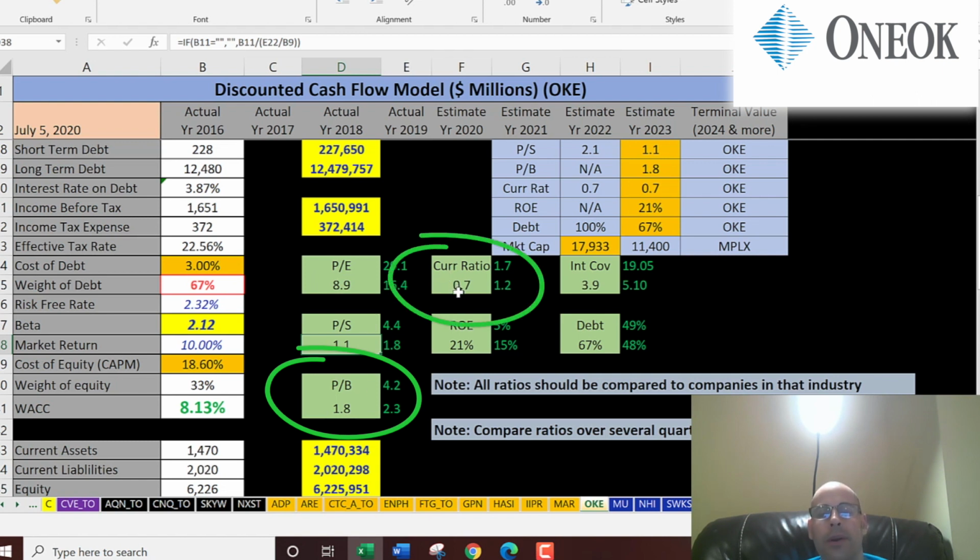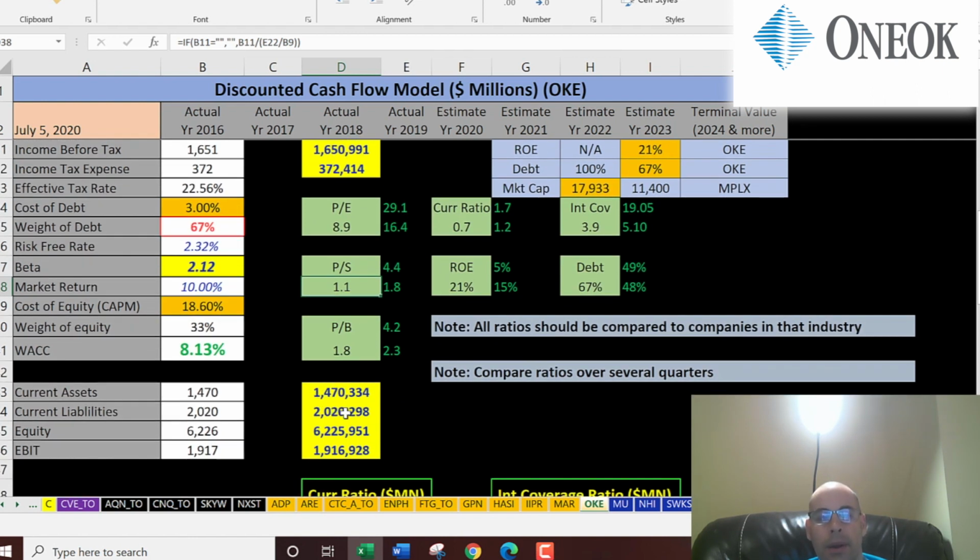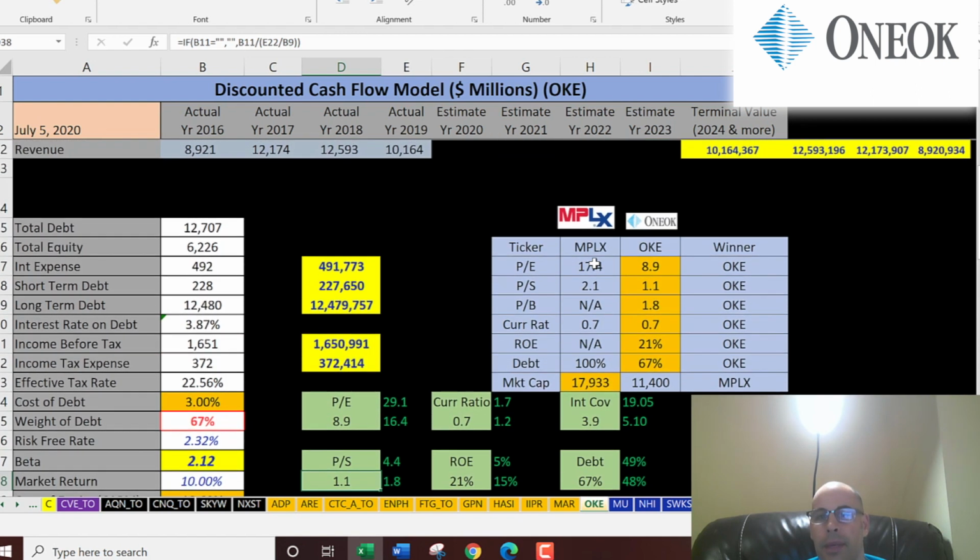They don't have a good current ratio. It's 0.7. That's current assets over current liabilities. So they can't cover their current liabilities with their current assets. So that could be a problem. They may need to take on more debt, or it could be a timing issue where next quarter this ratio might be fixed. ROE is pretty good at 21%. That's net income over equity. They could cover their interest payments 4 times, so that's okay. And they're a little leveraged at 67% debt.